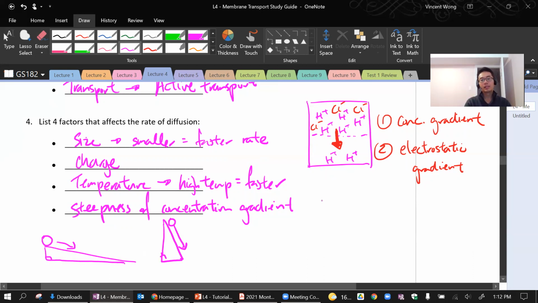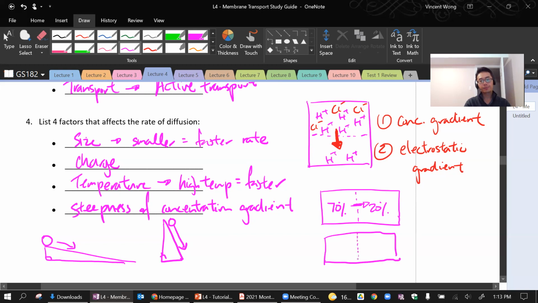Now, in terms of concentration gradient, let's say there is 70% salt solution here and then 20% salt solution. So the difference between the left and the right is 50%, right? And the salt will go this way. Now, let's say we have 70% here, but 50% here. It will still go to the right, but because the difference is not as great compared to the first case, the rate of diffusion will now be slower.